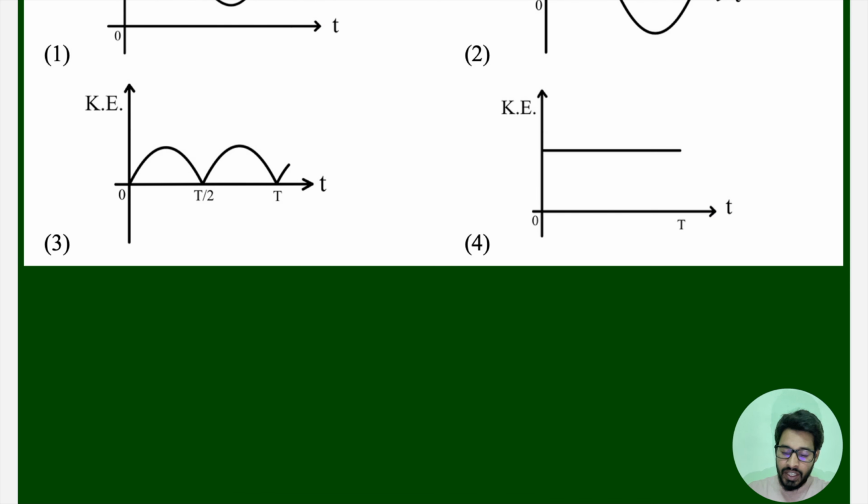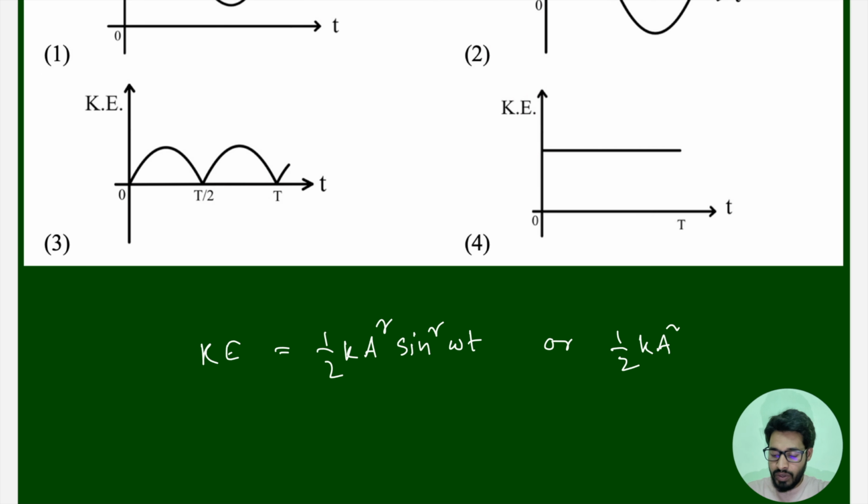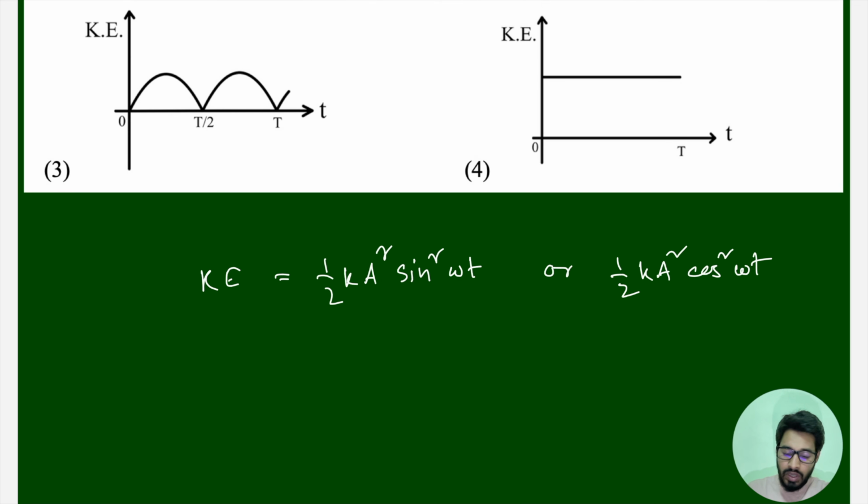We know the kinetic energy formula: half k a square sine square omega t, or we can say 1 by 2 k a square cos square omega t. In both scenarios, the graph is directly proportional to a sine square or cos square function. So kinetic energy is directly proportional to sine square omega t or cos square omega t.